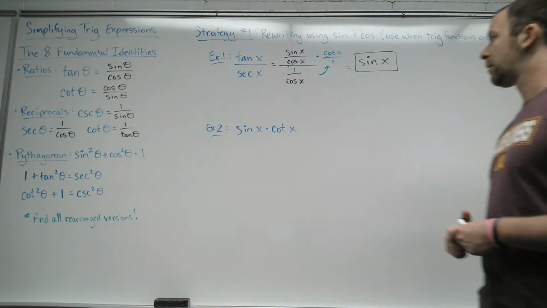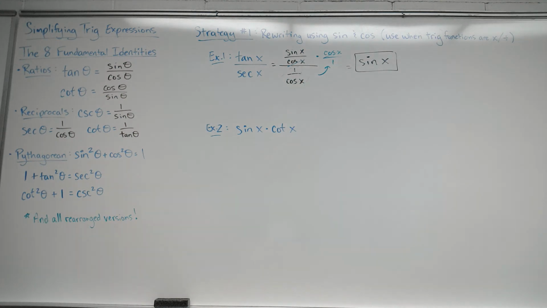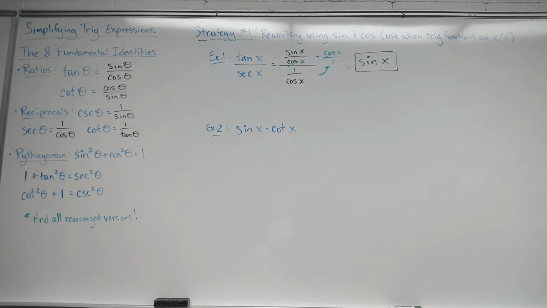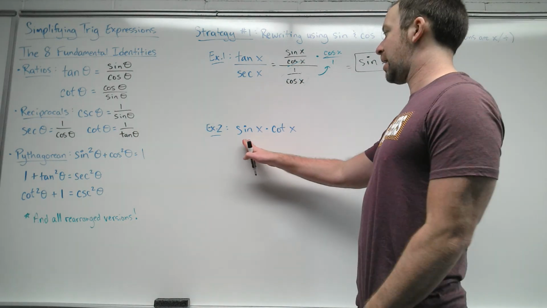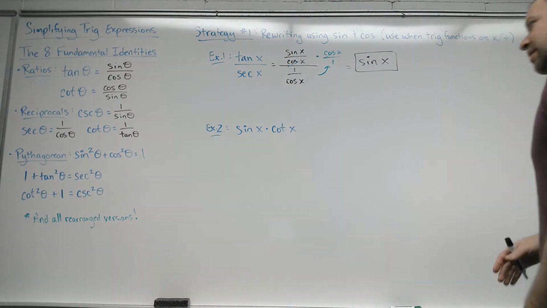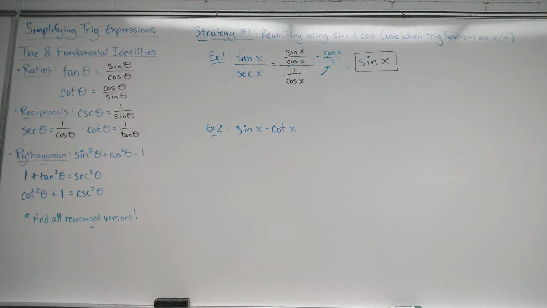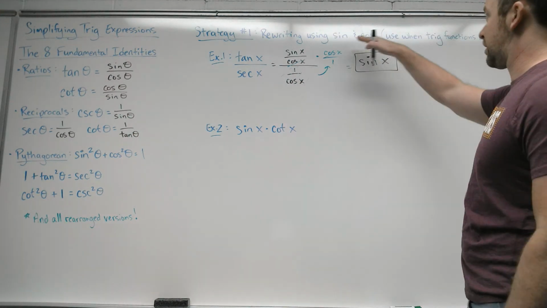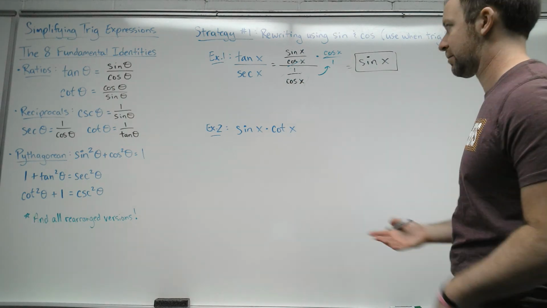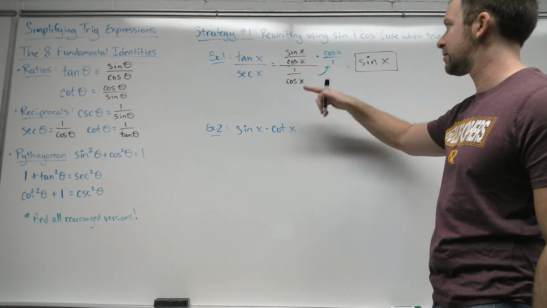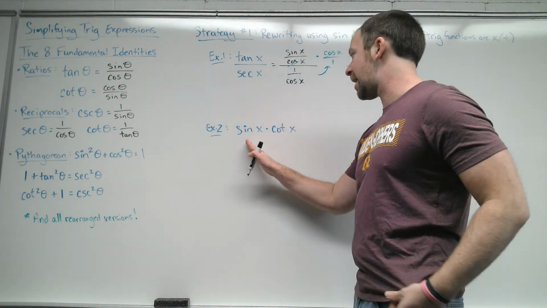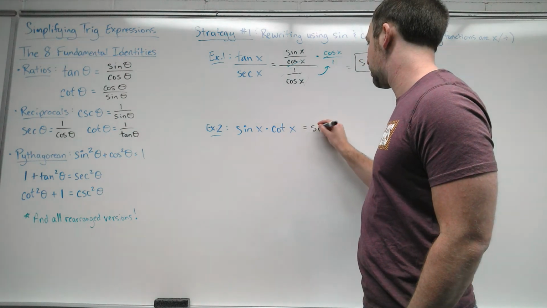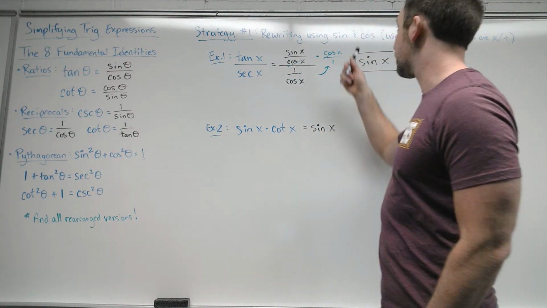So example 2 is not on the front page, but I just wanted to run you through another one so you can see what we're doing. This one is sine x times cotangent x. By itself, it doesn't tell me a whole lot. So what do I do? If I have things multiplied together, it's a good chance to turn stuff into sines and cosines and hope that something cancels, because that's what we did up here. We turned it into sines and cosines, and stuff canceled. Well, sine is just sine. We can't really do much with that, so we're going to leave sine alone.